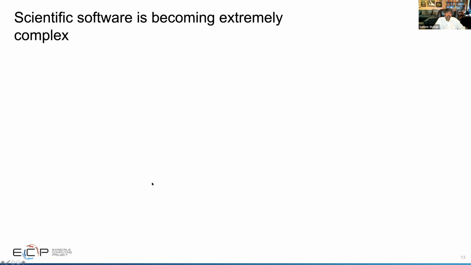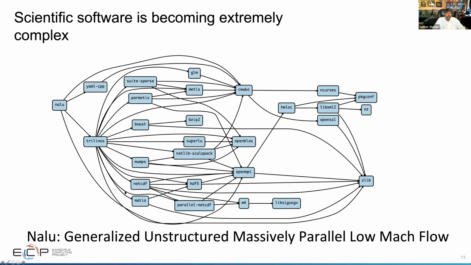This is becoming more and more important because scientific software is becoming extremely complex. Here is the dependency tree of a package called Nalu. Nalu is a generalized, unstructured, massively parallel, low Mach flow application. And you can see the different dependencies. Nalu depends on Trilinos. Trilinos depends on ParMETIS, SuperLU, Boost, MUMPS, NetCDF, and so on. And so if you want to install all of these packages in an interoperable way, it can be challenging if you do not use a package manager.